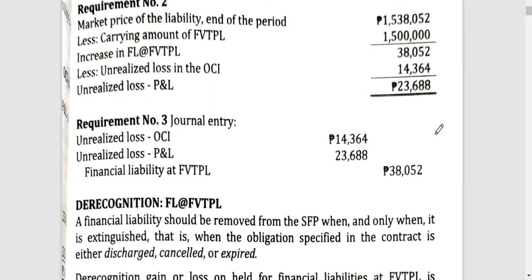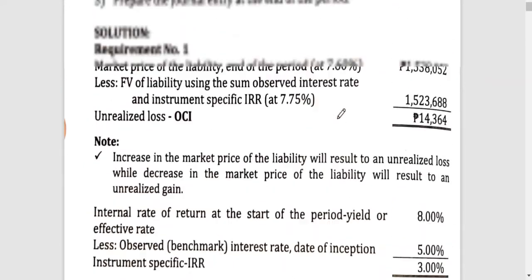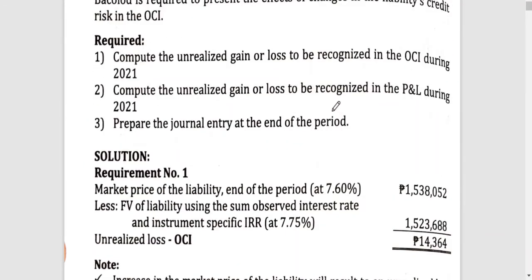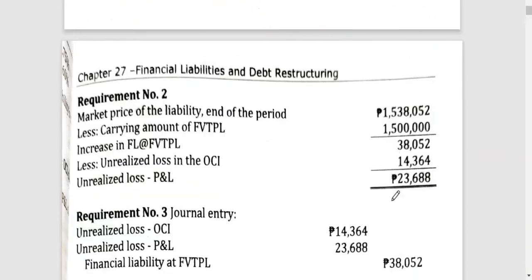Then, what will be the journal entry at the end of the year? So, you have debit to unrealized loss, the amount we have computed earlier. The requirement 2 pa di ay. Requirement 2, what is the unrealized gain or loss recognized in the profit or loss? Kanina sa OCI. So, in the profit or loss, get the market price at the end of the period. So, we have computed this one, 1,538,052 pesos, and deduct the carrying amount of the liability, 1,500,000.